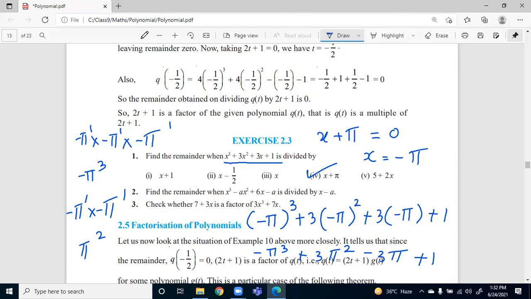So please assure yourself these are the things which will be asked. Definitely, one question will come from remainder theorem. So if I ask you to try question number 2, just do it fast. It is an easy one.